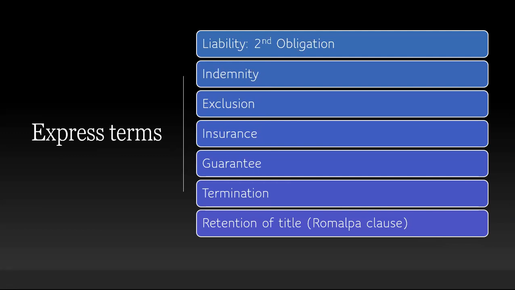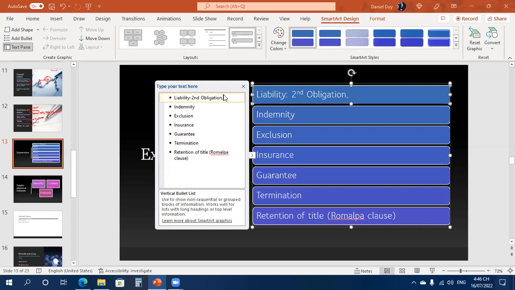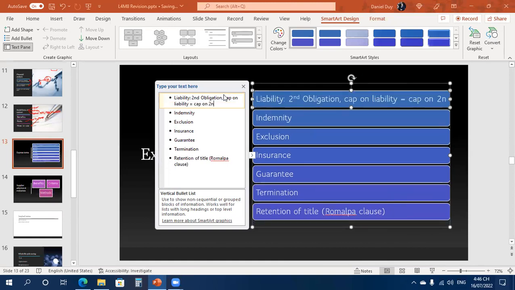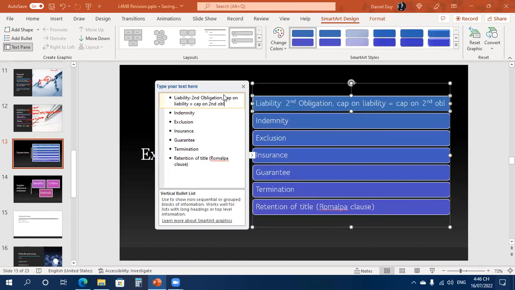That's a primary obligation. But if they fail to do that obligation, then they incur a second obligation. It is called secondary obligation, and in many contracts it is called liability. And also, any cap on liability is equal to the cap on secondary obligation.